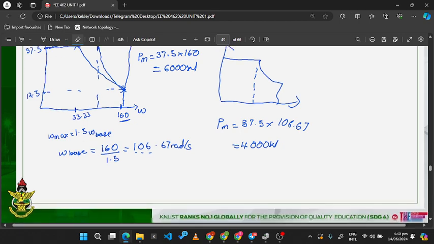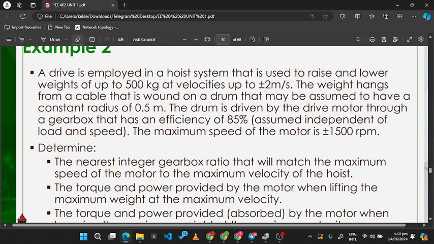Let's move on to the next question. Number 2. The drive is employed in a hoist system that is used to raise and lower weights. The weight hangs on a cable that is wound on a drum, and we may assume a constant weight. A drum is driven by a motor, so we have a motor, gearbox, and a drum from which the load is hanging.